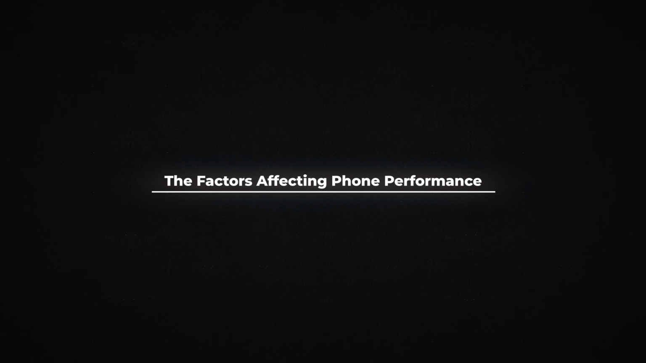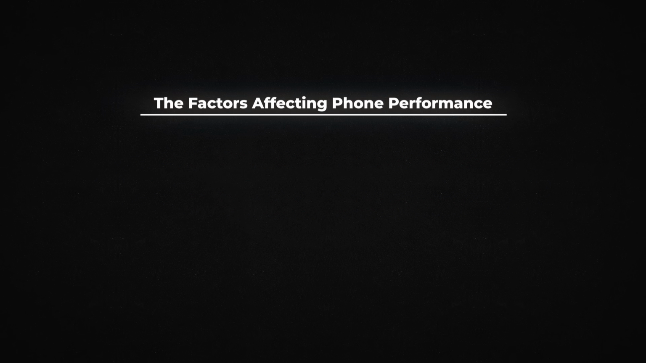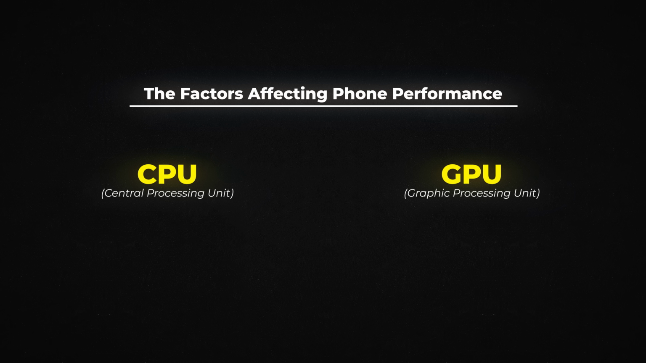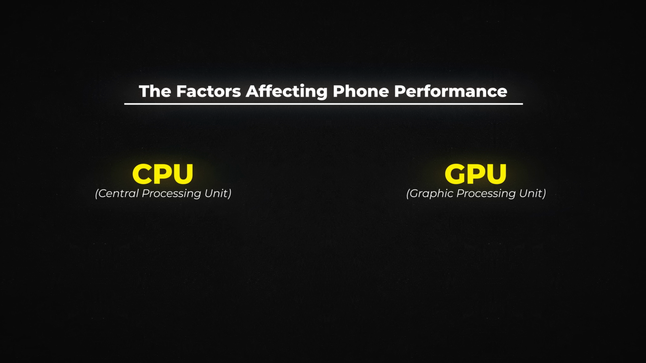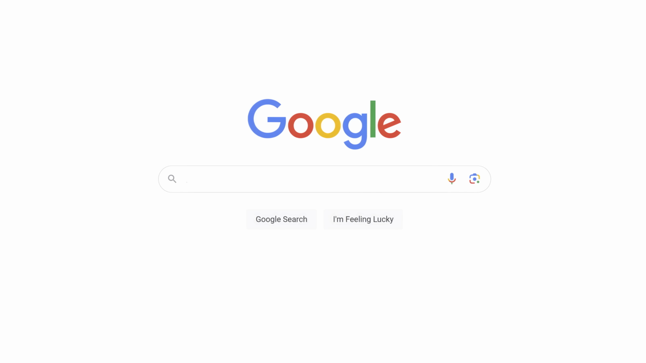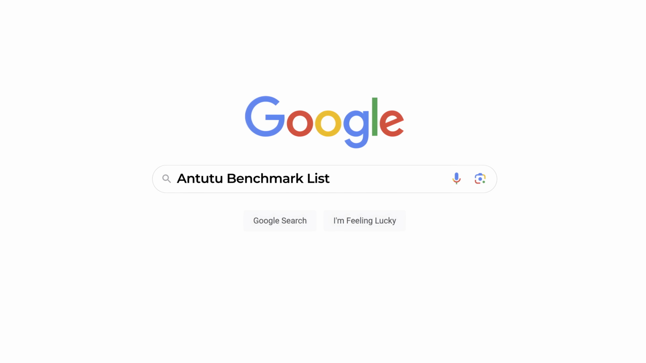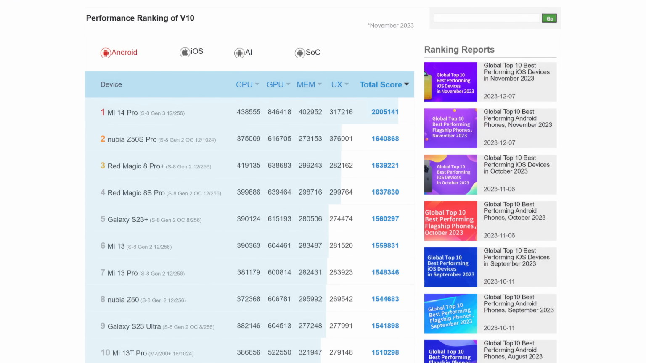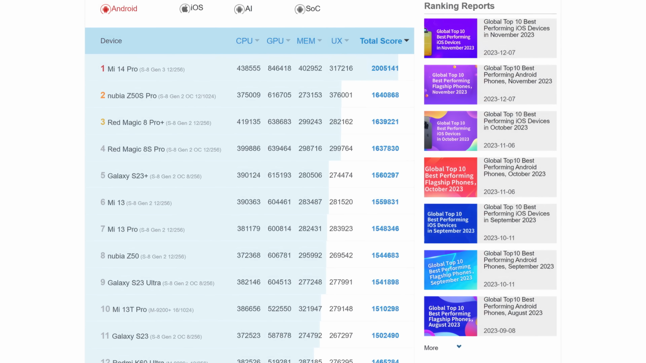First of all, know this. There are certain factors that affect the performance of phones. The most important of them is the CPU and GPU. I could explain these two things in more detail, but I don't want you to get confused and make the video longer. That's why I will not go into detail and show you a method. Google this, Antutu benchmark list. Click the Antutu.com. You will see a list of phone models there. This list shows us the ranking of the best phones currently on the market.